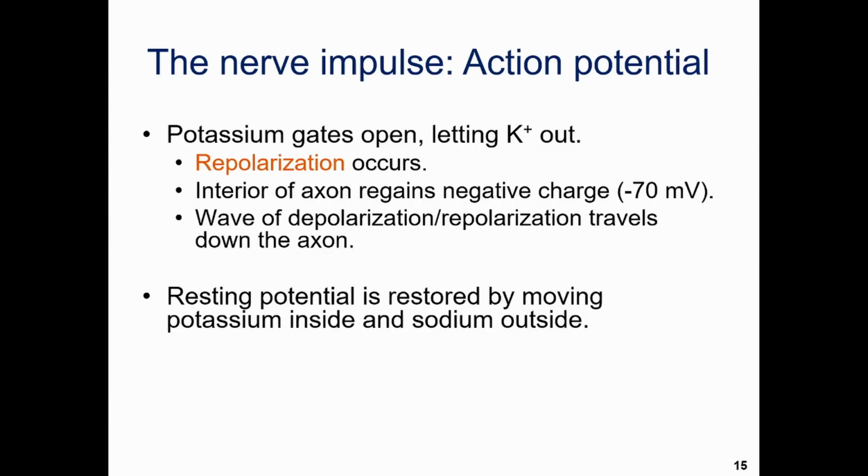Now repolarization is the second half. Repolarization is when we open the potassium gates and we let potassium out. Potassium also has a positive charge, so if we let the positive potassium out, our charge is going to go back to a negative. And so we're seeing this wave of depolarization, where we become positive on the inside, to repolarization, where we become negative on the inside, happening in a wave-like motion all the way down the axon. So it's not the entire axon going through this process, it's sections of the axon that are going to go through this process.